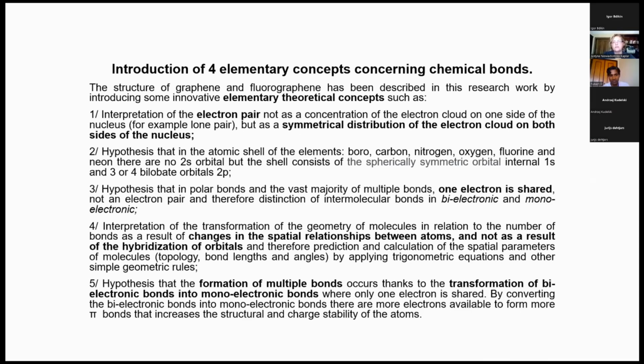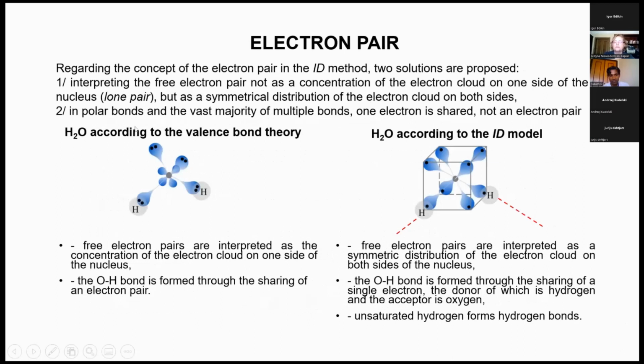This will be a brief summary of the ID model. The structure of graphene and fluorographene has been described in this research work by introducing some innovative elementary theoretical concepts. Firstly, interpretation of the electron pair not as a concentration of the electron cloud on one side of the nucleus, in the form of a lone pair, but as a symmetric distribution of the electron cloud on both sides of the nucleus.